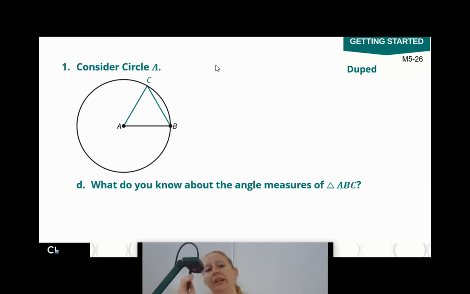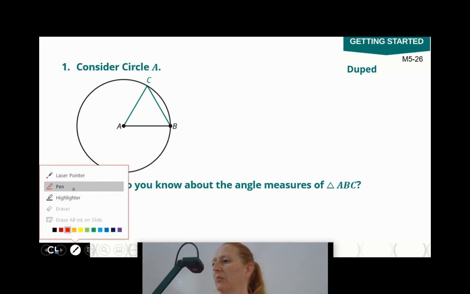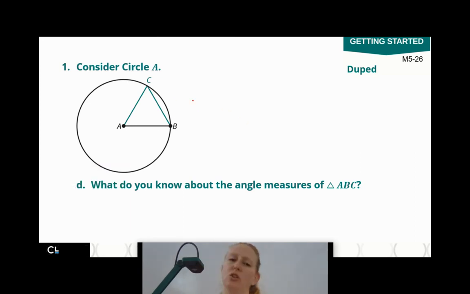Well, I'll tell you what I do know, guys. I know that three congruent sides means three congruent angles. I also know a few other things. I know that all the angles in a triangle add up to 180. So angle A plus angle B plus angle C should add up to 180.